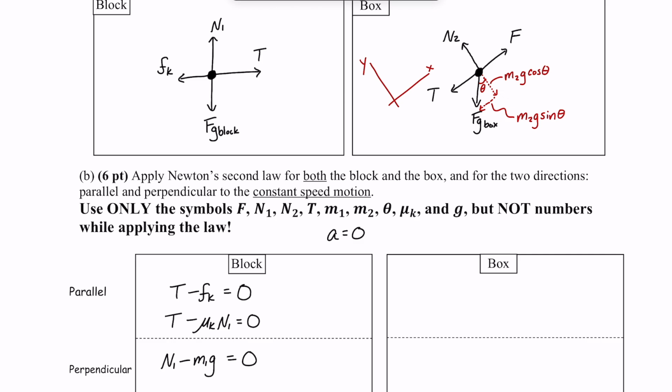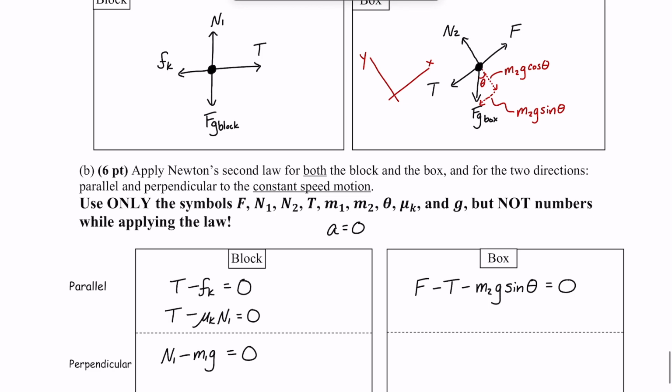With that, we can now write Newton's second law in the x and y directions. For the x, or parallel direction, we have all of the forces pointing up the incline, which is just the applied force F, minus all the forces pointing down the incline, which is the tension force and that component of gravity. And because everything's moving with constant velocity, which means a is 0, our right-hand side is equal to 0. For the perpendicular direction, we have our up force, N2, minus our down force, which is the component of gravity, and that's equal to 0.